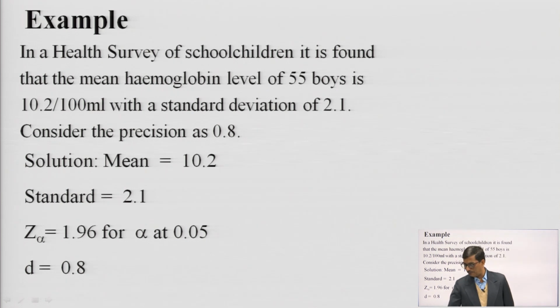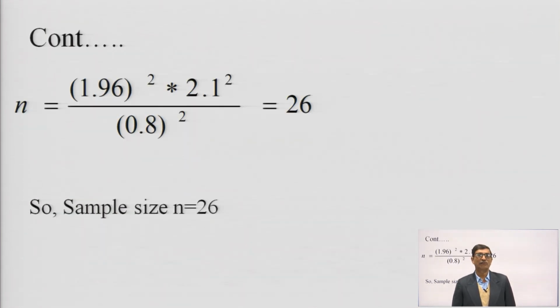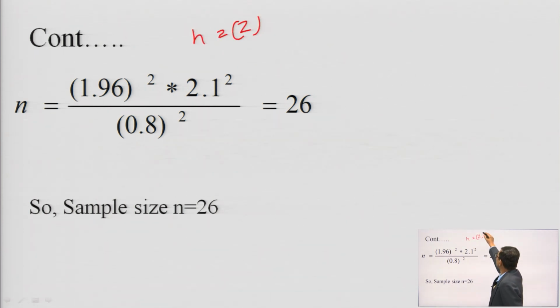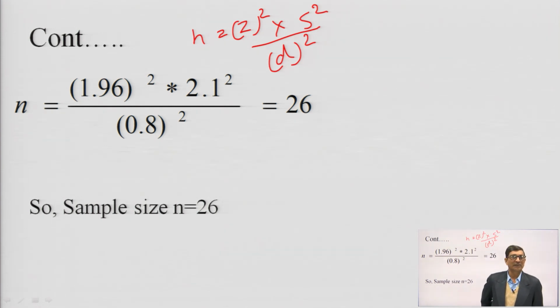Now, apply the formula n equal to Z square s square upon d square. So, Z is the standard normal deviate, the value of Z is 1.96, s equal to 2.1 and d is 0.8. On solving this, we get the sample size is 26. So, the sample size for this study or this survey is 26. So, these are the two formulas for estimation study.